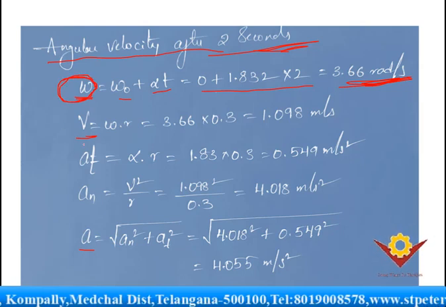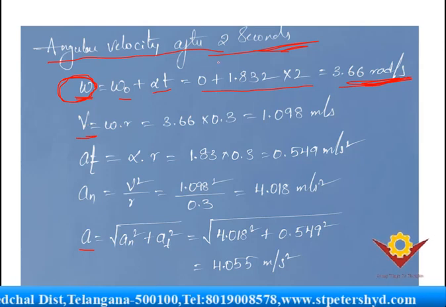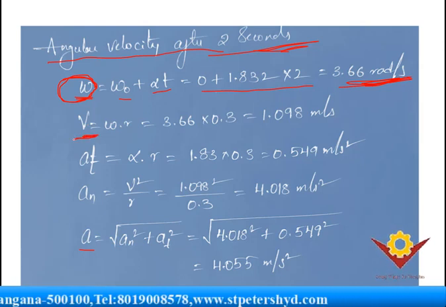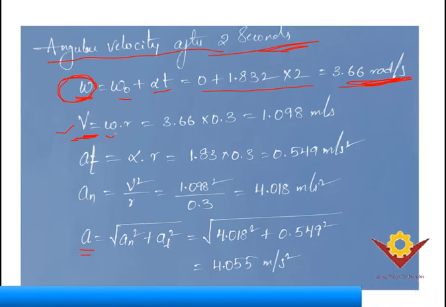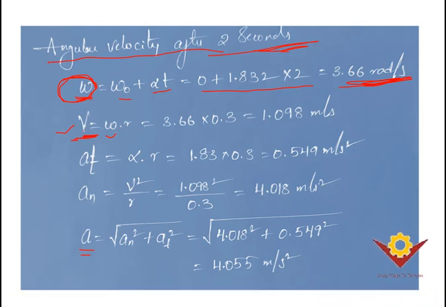But after 2 seconds, we require the linear velocity and the linear acceleration. For that, we have a relation between the linear and the angular velocities, which is linear velocity equals angular velocity into r. If you substitute those values, you are going to get 1.098 meters per second as your linear velocity.